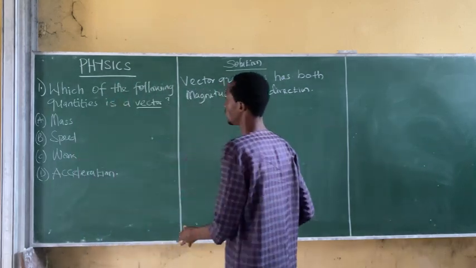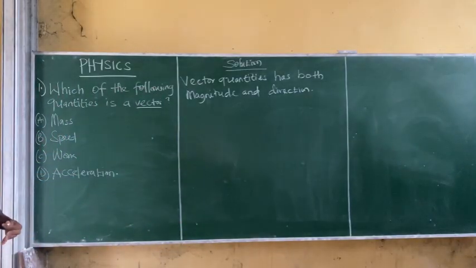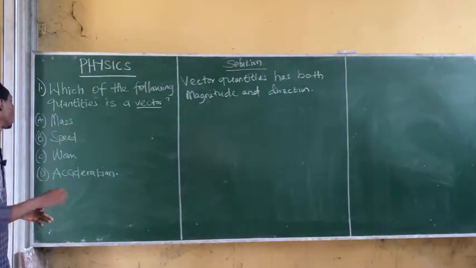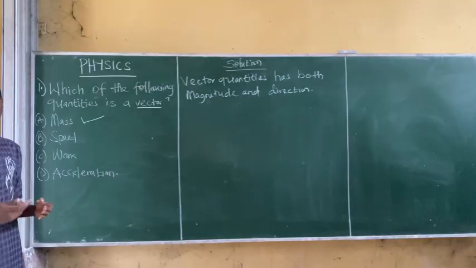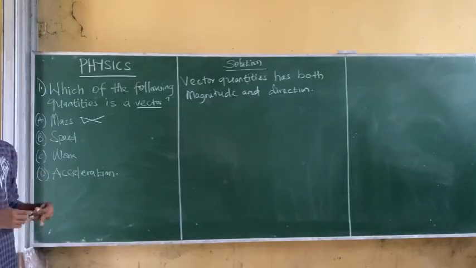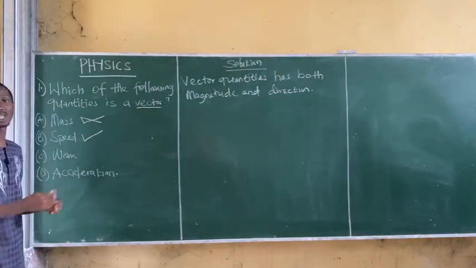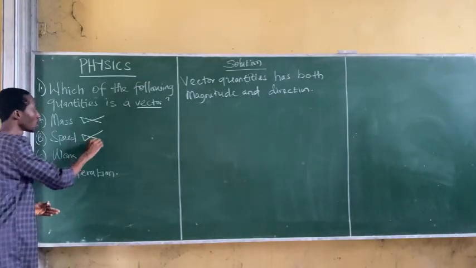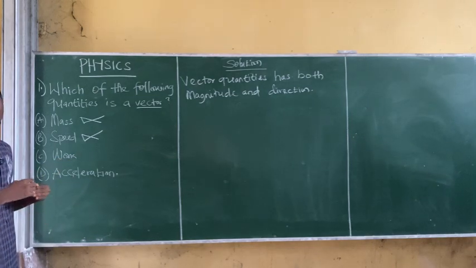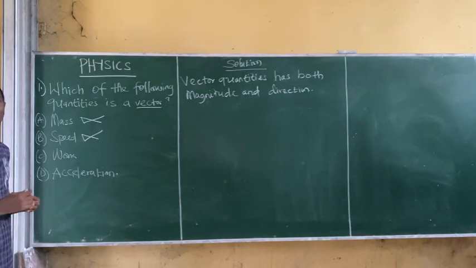From the options here, we have mass, speed, and work. These quantities are scalar quantities because they have magnitude but no direction. Mass has magnitude but doesn't have direction, so it is wrong. Speed has magnitude but doesn't have direction, so it's also wrong. Work, we know work to be force times distance. It has magnitude but it doesn't have direction.